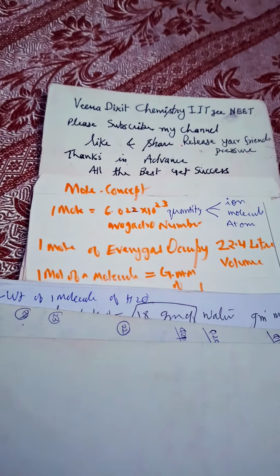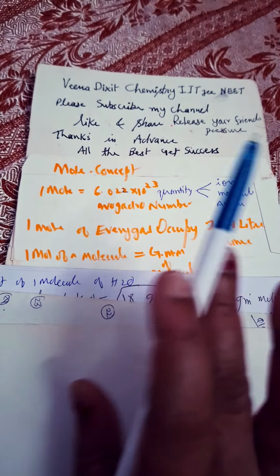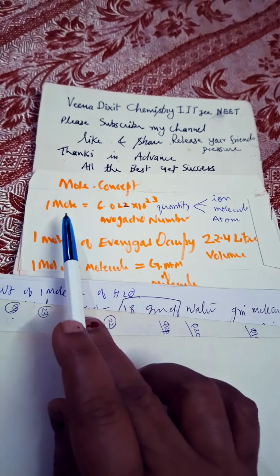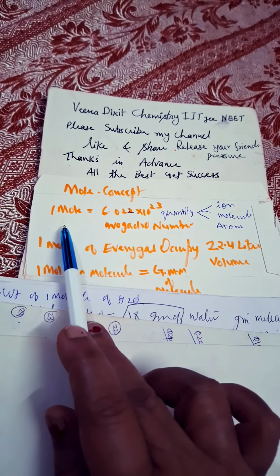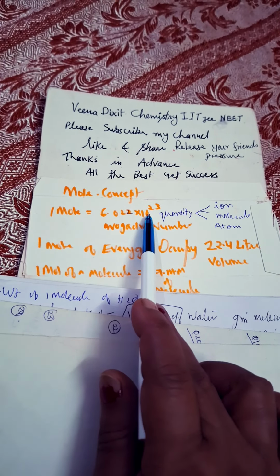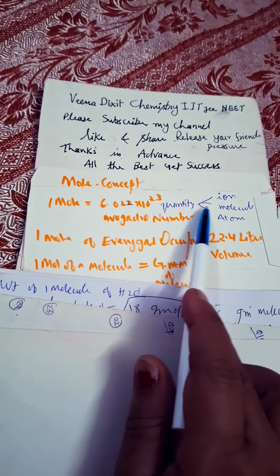Okay. Now this can be ion, this can be molecule, this can be atom. If they ask for 1 mole of ions, then you have to use this many ions. If they say 1 mole of atoms, then you have to use this Avogadro number of atoms. 1 mole of molecules, so this many molecules.